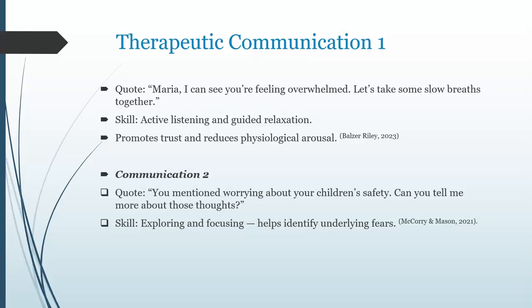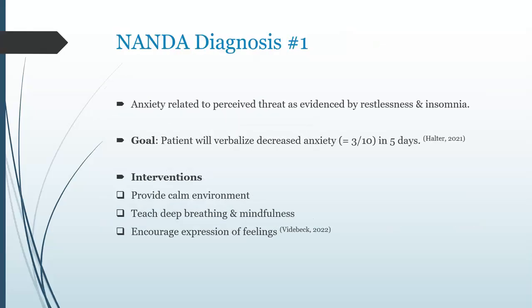Let's move on to see her nursing diagnosis and goals. Our first nursing diagnosis is anxiety related to perceived threat as evidenced by restlessness and insomnia. The goal is to reduce anxiety to 3 out of 10 within 5 days. Interventions include maintaining a calm environment, teaching deep breathing, and encouraging emotional expression.